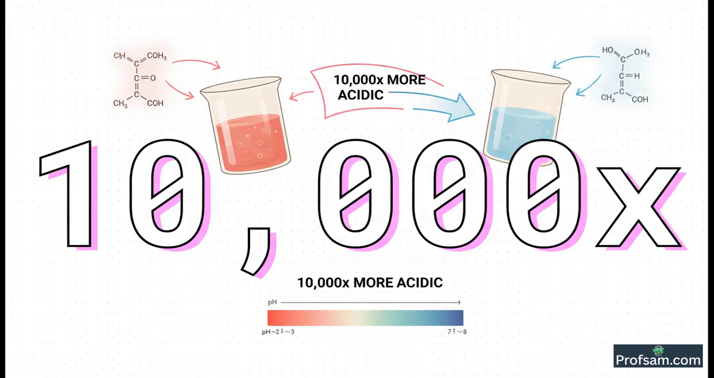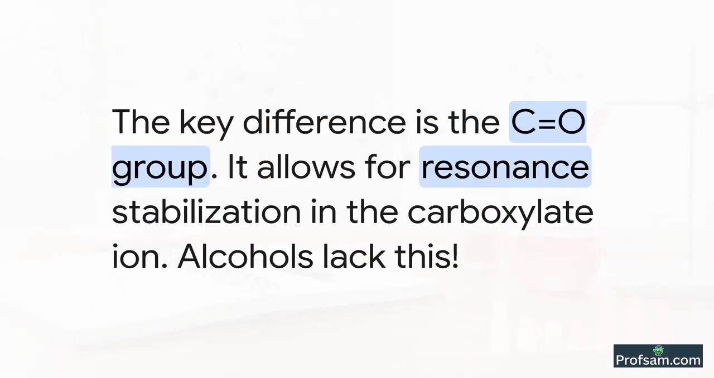10,000 times. This is roughly how much more acidic a typical carboxylic acid is when you compare it to a typical alcohol. This is not a small difference. It is a massive, massive difference in their chemical properties. So the crucial point is this. The key difference is the carbonyl group, that C=O, which is right next to the OH.